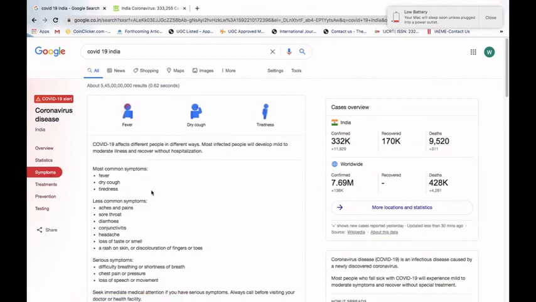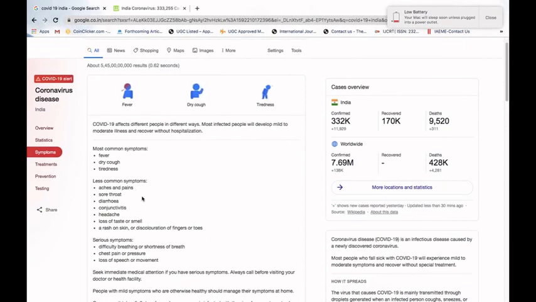So now let's talk about the symptoms. These are the three different icons which Google is showing. That means these are the most common symptoms of coronavirus cases: fever, dry cough, and tiredness. Less common symptoms of coronavirus cases are pain, aches, sore throat, diarrhea, conjunctivitis, headache, loss of taste or smell, rash on skin, or discoloration of fingers or toes.